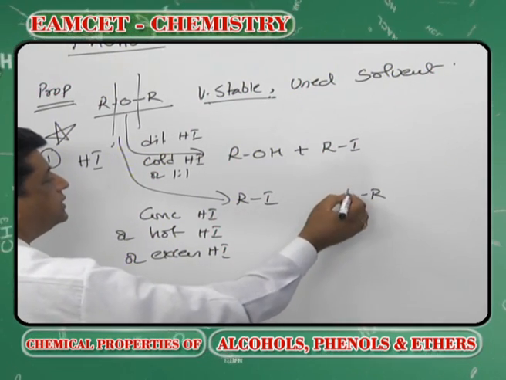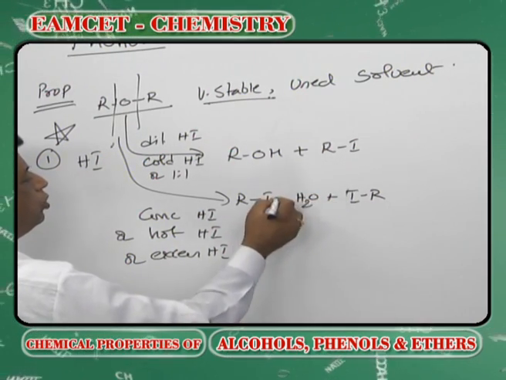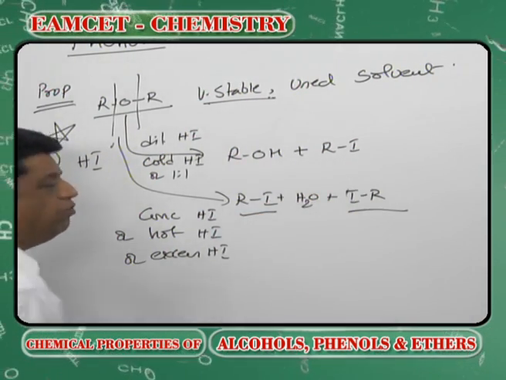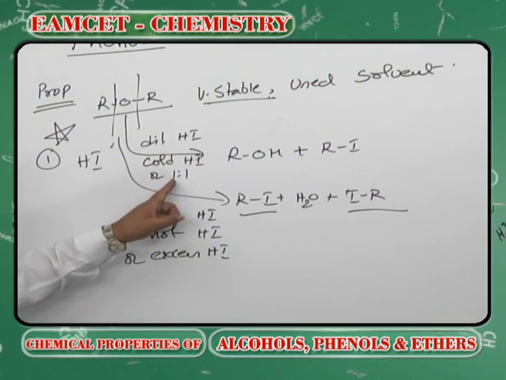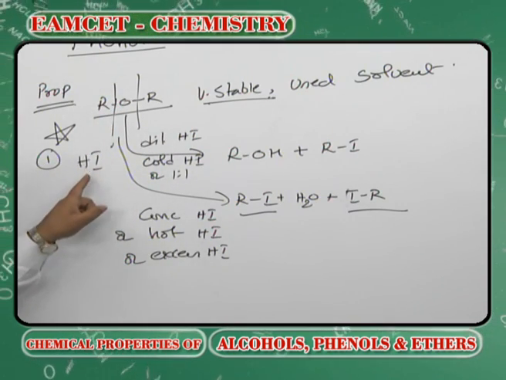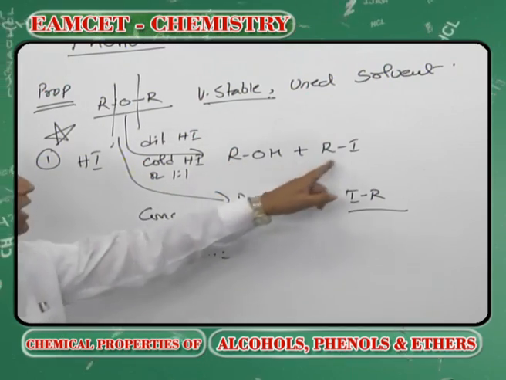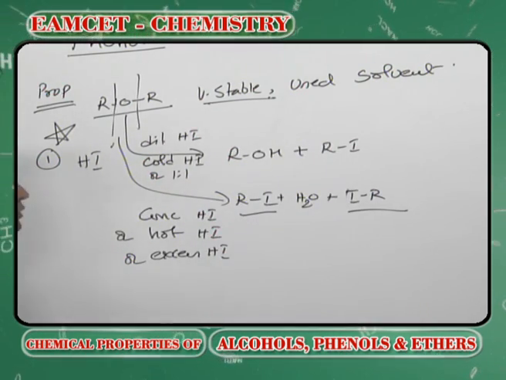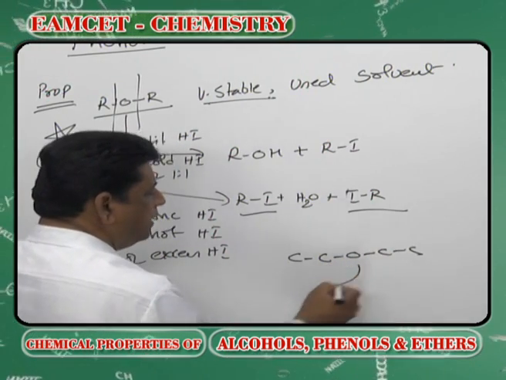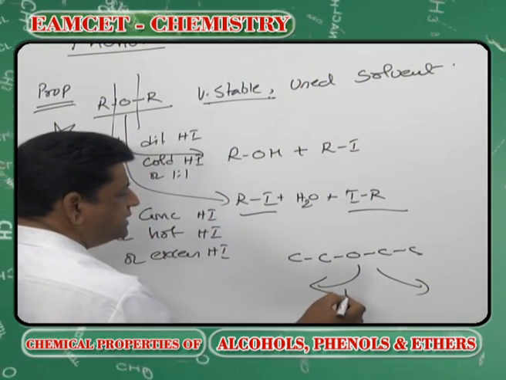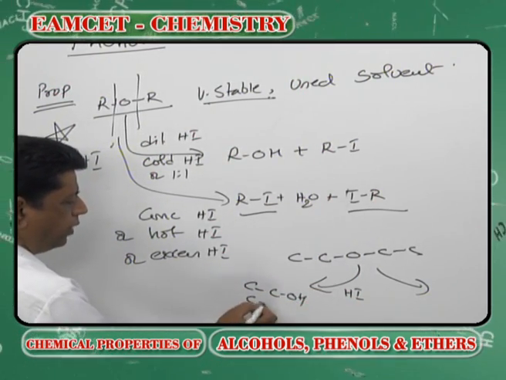What happens to the oxygen? Oxygen becomes H₂O. So 2 moles of alkyl iodide and 1 mole of water are formed when excess HI is taken. When it is 1:1 ratio, that means 1 ether, 1 HI, measuring equimolar quantities, you will get the alcohol and the alkyl iodide. This question has also been asked several times in the IIT examinations.